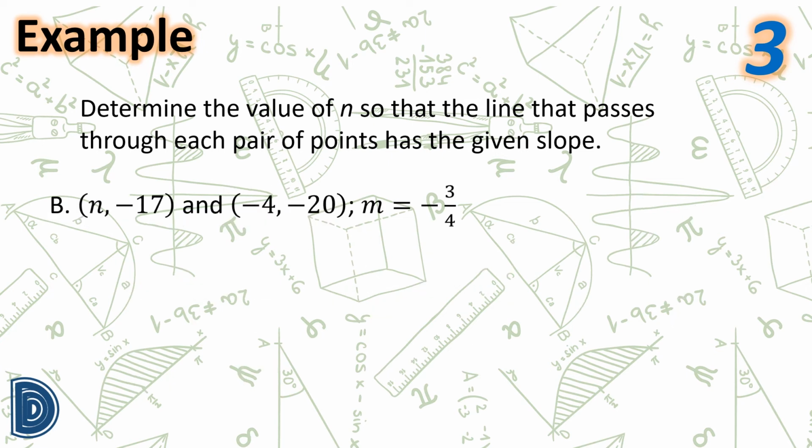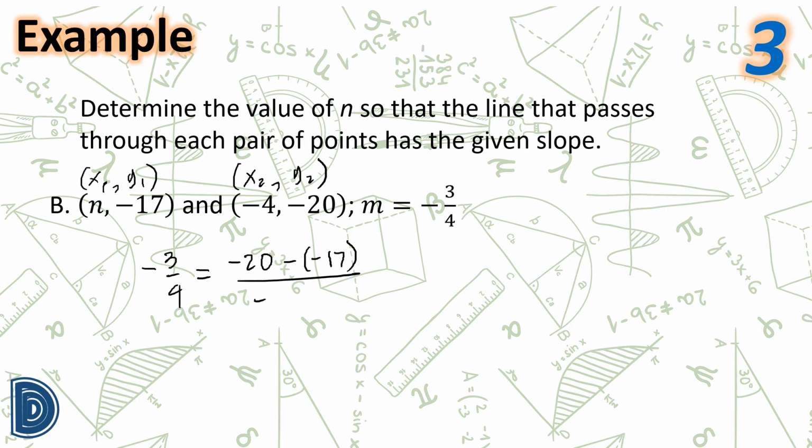Next, letter B, n, negative 17 and negative 4, negative 20. M is equal to negative 3/4. Let us have n, negative 17 as our x sub 1, y sub 1, and negative 4, negative 20 as our x sub 2, y sub 2. Again, substituting the values to the formula for slope, we have negative 3/4 is equal to negative 20 minus negative 17 over negative 4 minus n.